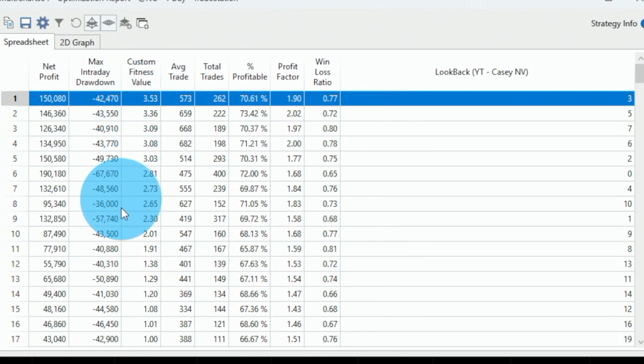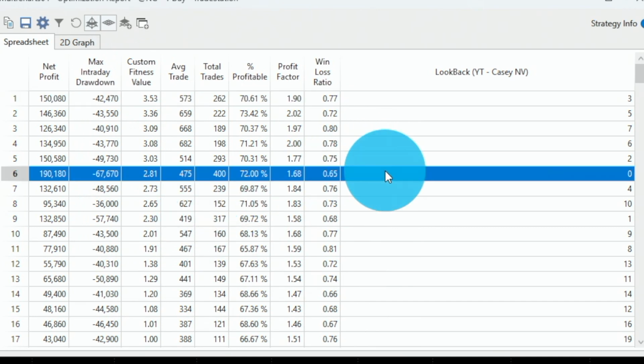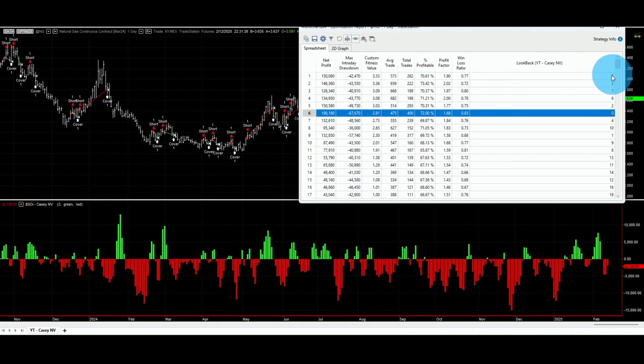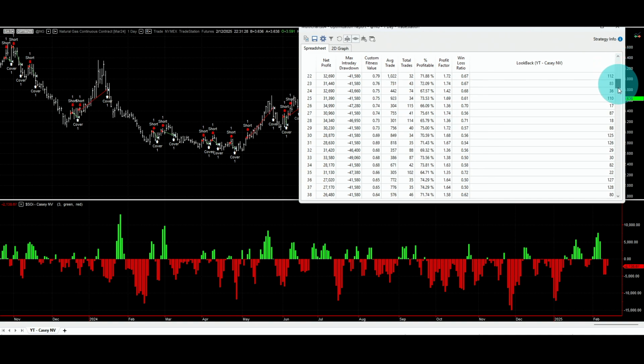And if we sort by return to drawdown, we have about 5 strategies doing better than the original strategy in terms of return to drawdown. So we reduce our drawdown, but we also reduce our profits. And again, the number is 3. So all the higher values produce worse results.